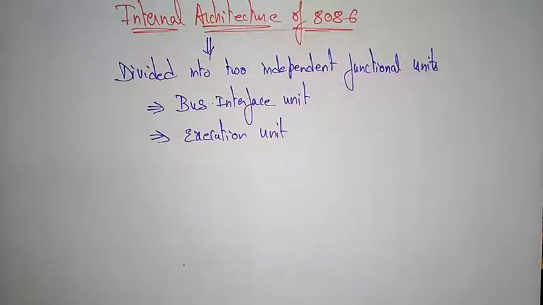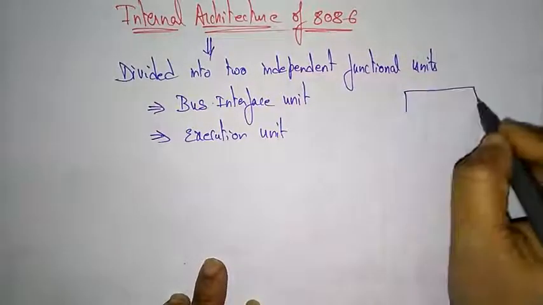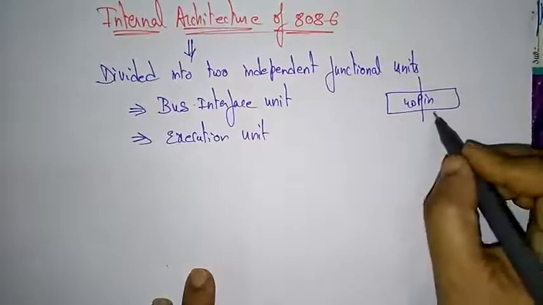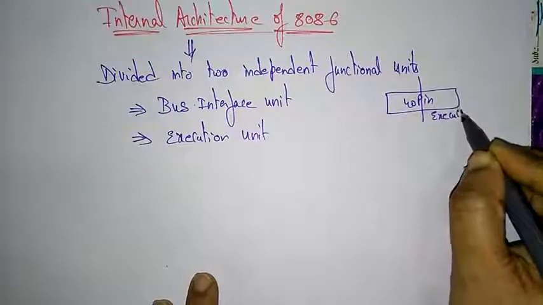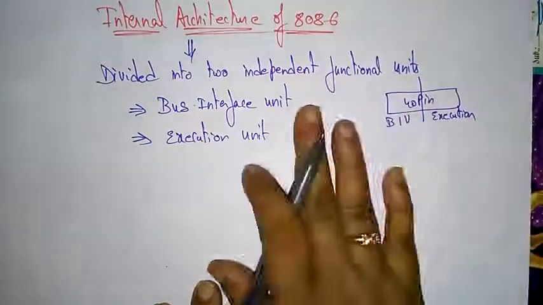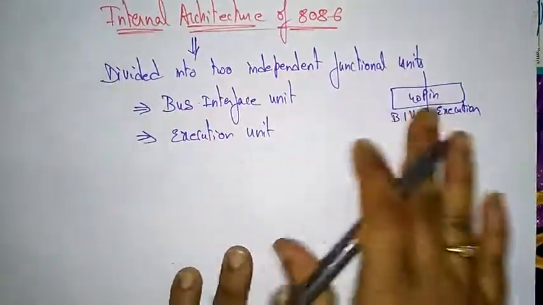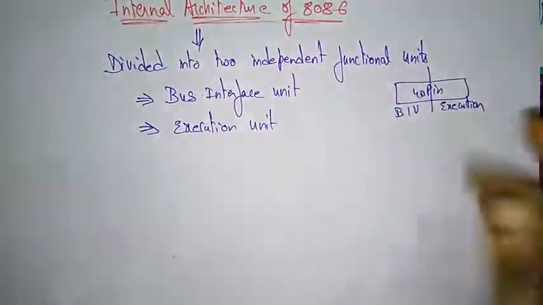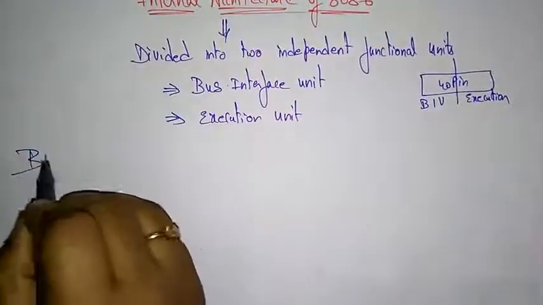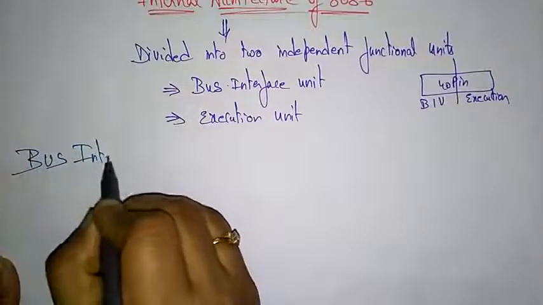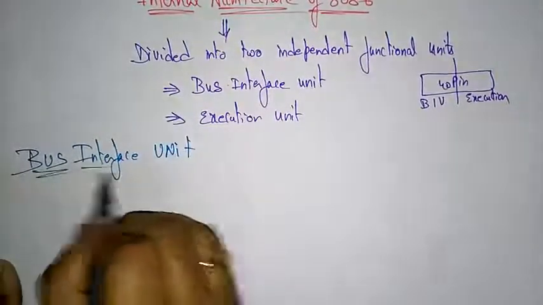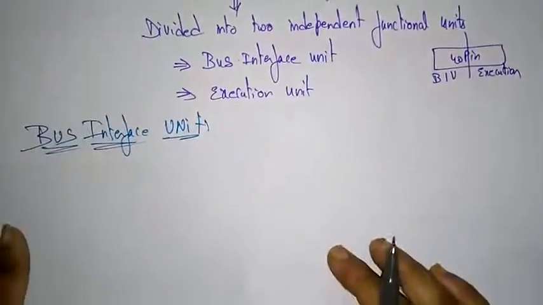So in this 40 pin chip, some part is used for execution and another part is used as the bus interface unit to transfer the data. It is communication. Let us see the bus interface unit. First let me explain about the bus interface unit.